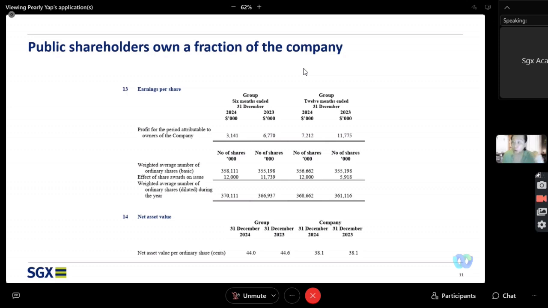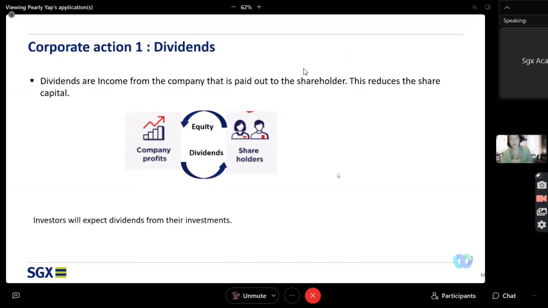It is the total share capital of the account divided by the total number of shares, 370 million shares, to get 44 cents. Okay? That's all you need to know, right? So now we want to cover all the different corporate actions.